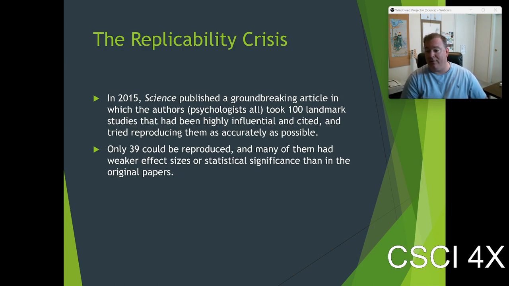Yeah. So either when they reproduced it, they didn't see anything. Some of them had the opposite effect. And some of them had the effect, but it was much smaller than was reported in the study. And so, why bother doing research? Why not just flip a coin?